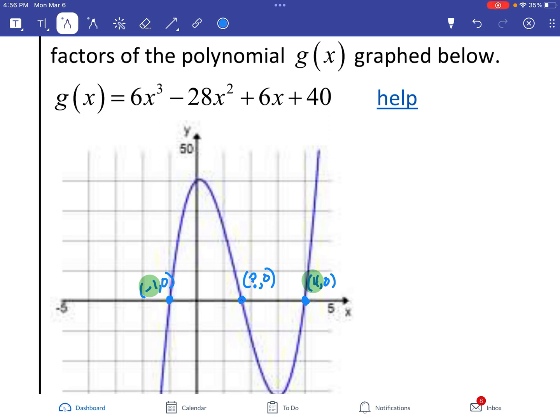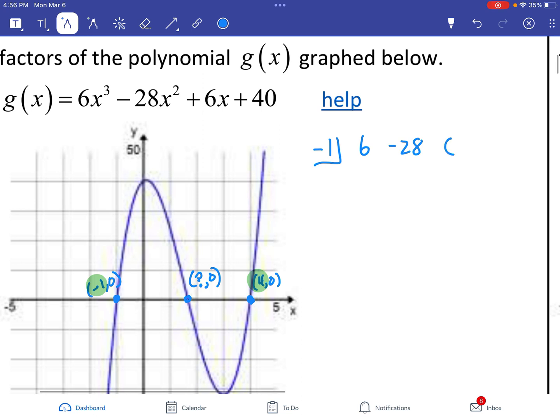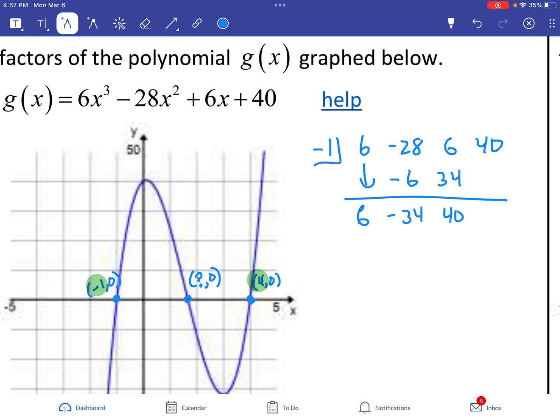It doesn't make a difference which one you start with. Use negative 1 first. We have 6, negative 28, 6, and 40. So we drop the first number to give us 6 times negative 1 is negative 6. Minus 28 is going to be negative 34. Times negative 1 is positive 34. Plus 6 is 40. Times negative 1 is negative 40. And that gives me 0.